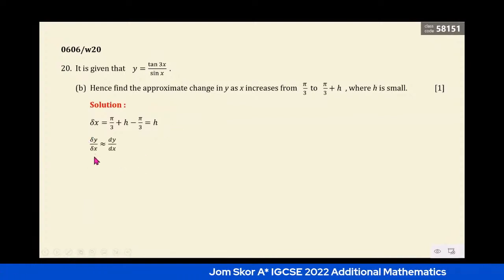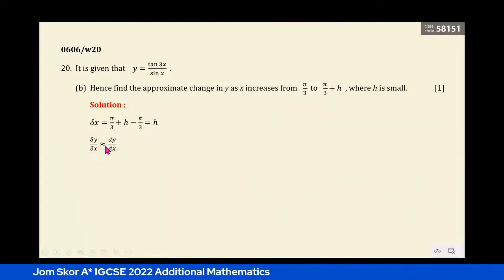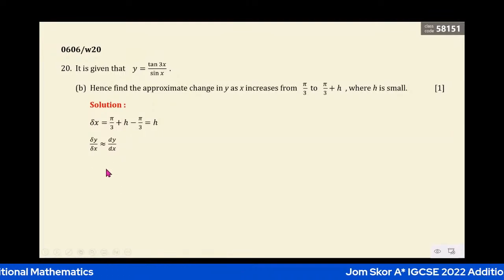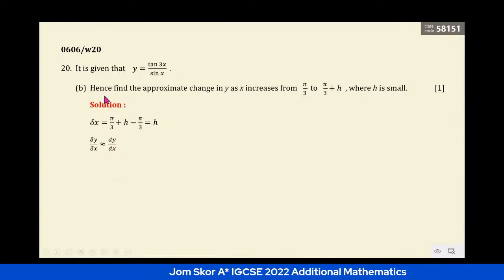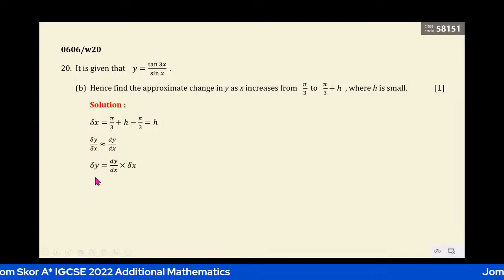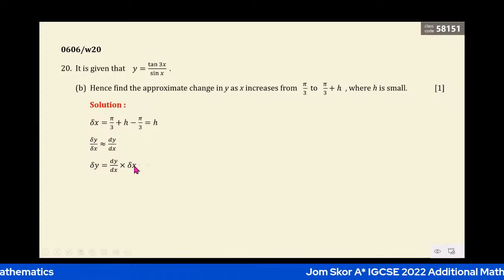Delta y over delta x is approximately equal to dy/dx. So approximately ni kita boleh tukar je tanda dia jadi approximate kan. So dia akan jadi, kita letak equal nanti. Alright, so kita nak cari approximate change in y, meaning that kita nak cari delta y. So this delta x, so you multiply here. So dy/dx times dengan delta x.